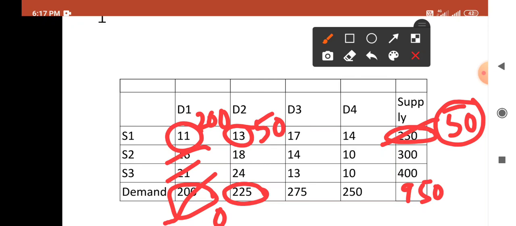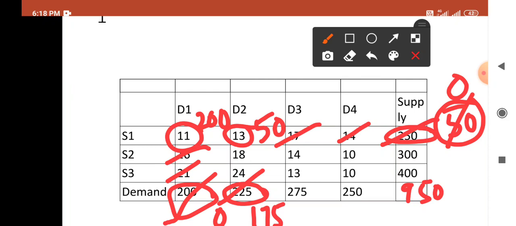We compare these two and the minimum is 50, which we allocate to this cell. Once we allocate, we deduct that much from the corresponding demand units and also the corresponding supply quantity. So 50 minus 50 is 0. 225 minus 50 is 175. Now the S1 row becomes 0. The other elements in the row should be cancelled because there is nothing remaining to allocate further. So S1 row becomes 0. Other elements will be cancelled.